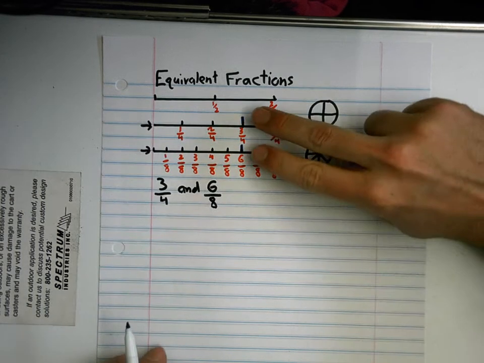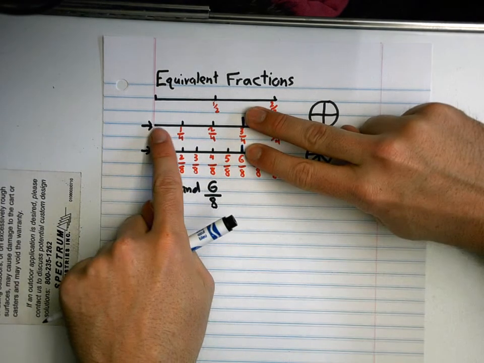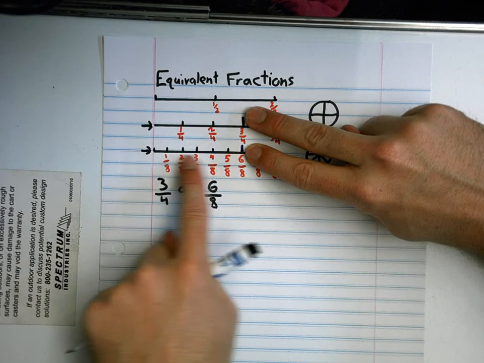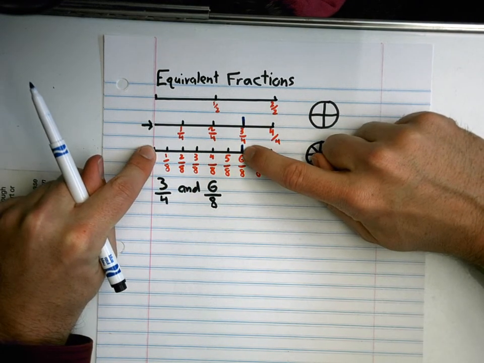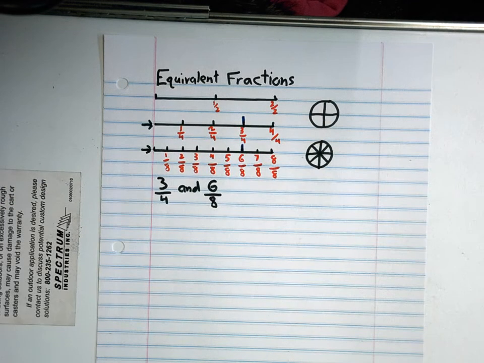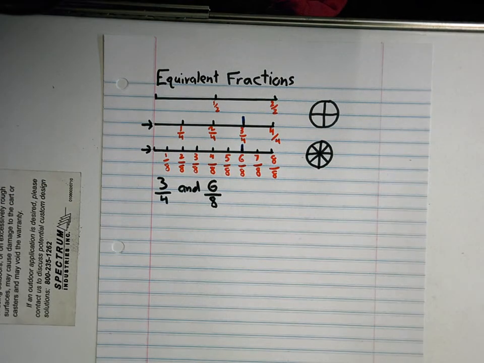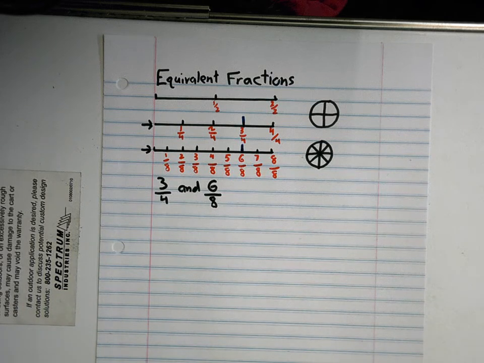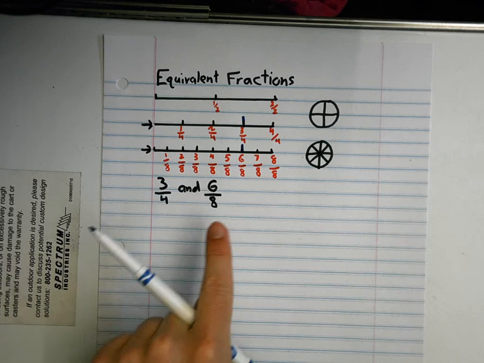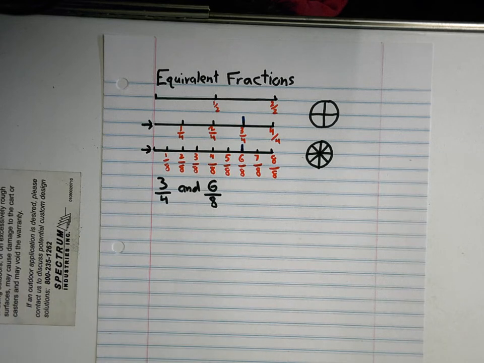And guess what? The lines are the same, aren't they? It comes all the way out to the same place. So this line is the same length as this line. That's what I mean by they're the same size. Okay, even though they're different numbers on the top and bottom, different numerators and denominators, when I take a line that's broken up into 3/4 and 6/8, the line's the same.